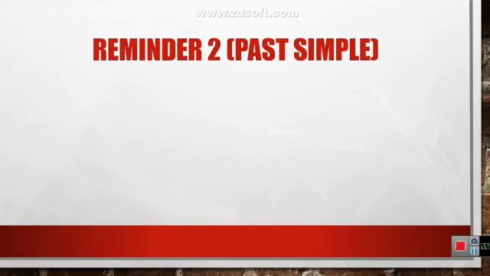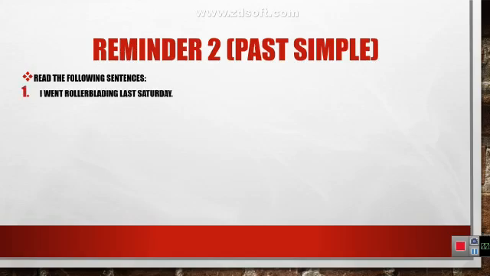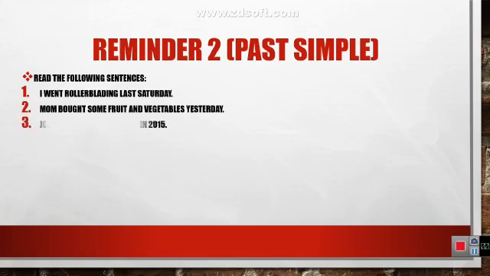Now, read the following sentences. 1. I went rollerblading last Saturday. 2. Mom bought some fruit and vegetables yesterday. 3. Joe and Stella got married in 2015. Find the verbs in the past simple in these 3 sentences.